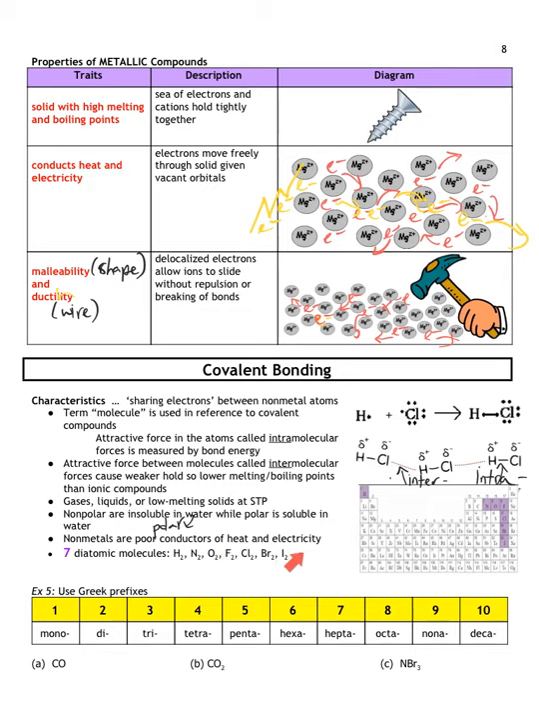Nonmetals are poor conductors of electricity and heat, and that's because they don't have these freed up ions. They're not even ionic, they're only partially, if anything, polar. There are 7 diatomic molecules that you need to really know, and they exist as di. Di means 2.